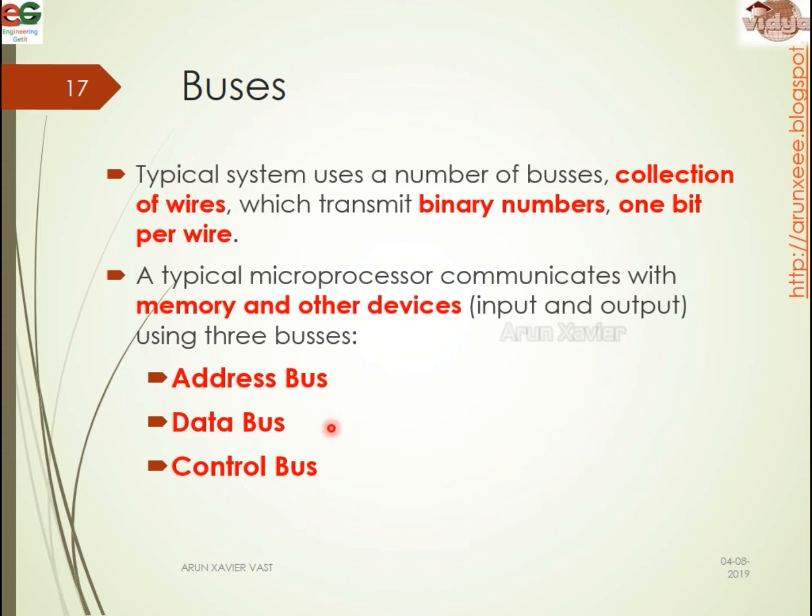Mainly there are three types of buses. First one is the address bus, which is used for transferring addresses. Next one is the data bus. The data bus can transfer data. And the control bus controls all the items inside the microprocessor.